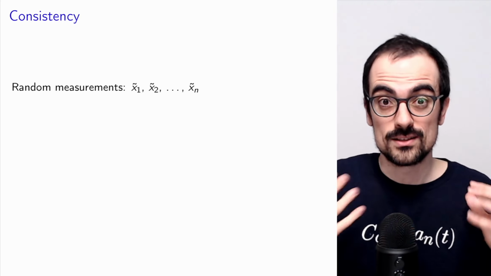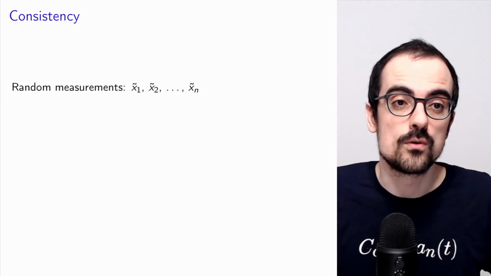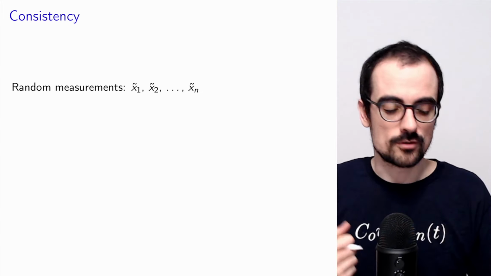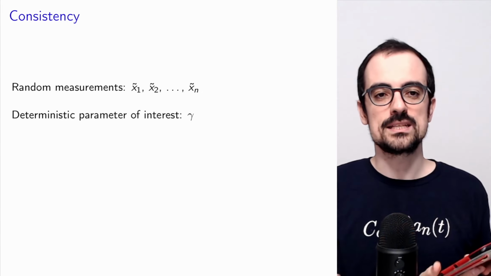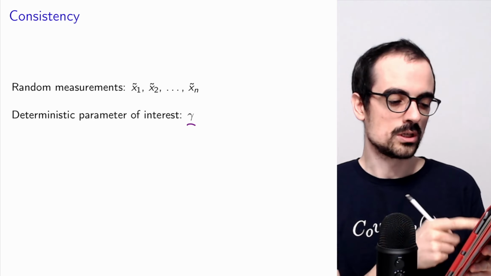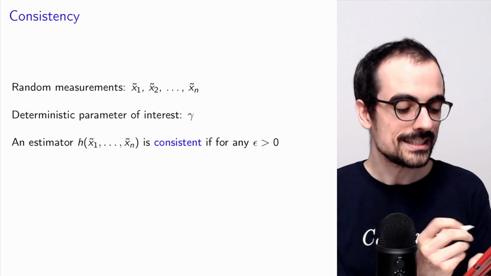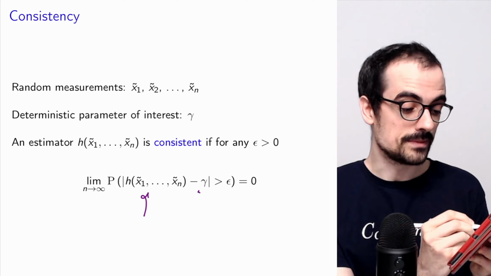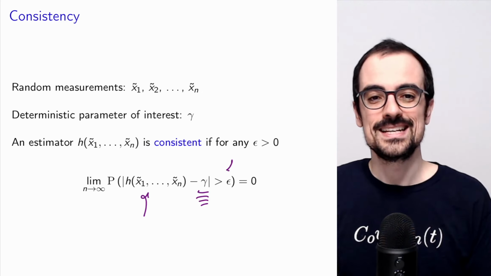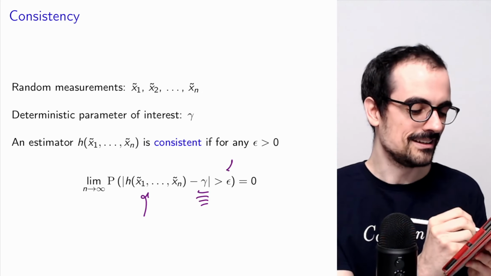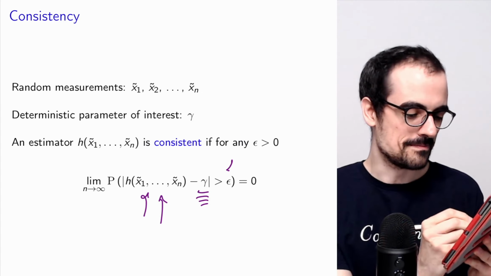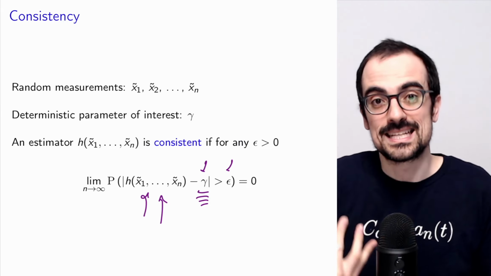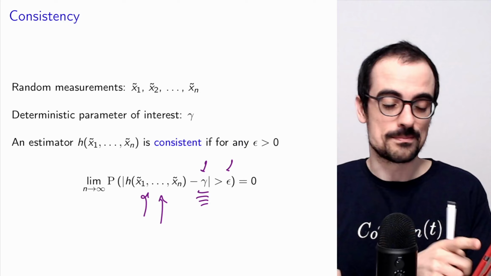We're going to now look at the implications of the law of large numbers for statistics. When we have random measurements obtained through random sampling from a population, and we have a deterministic parameter gamma that we want to estimate from those random measurements, we say that the estimator is consistent if for any epsilon, the probability that the estimator deviates from the parameter of interest by more than epsilon converges to 0. So you can see that if we plug in the sample mean, this running average here, and the mean here, this is exactly what we got with the law of large numbers. So the law of large numbers immediately tells us that the sample mean is a consistent estimator of the population mean.